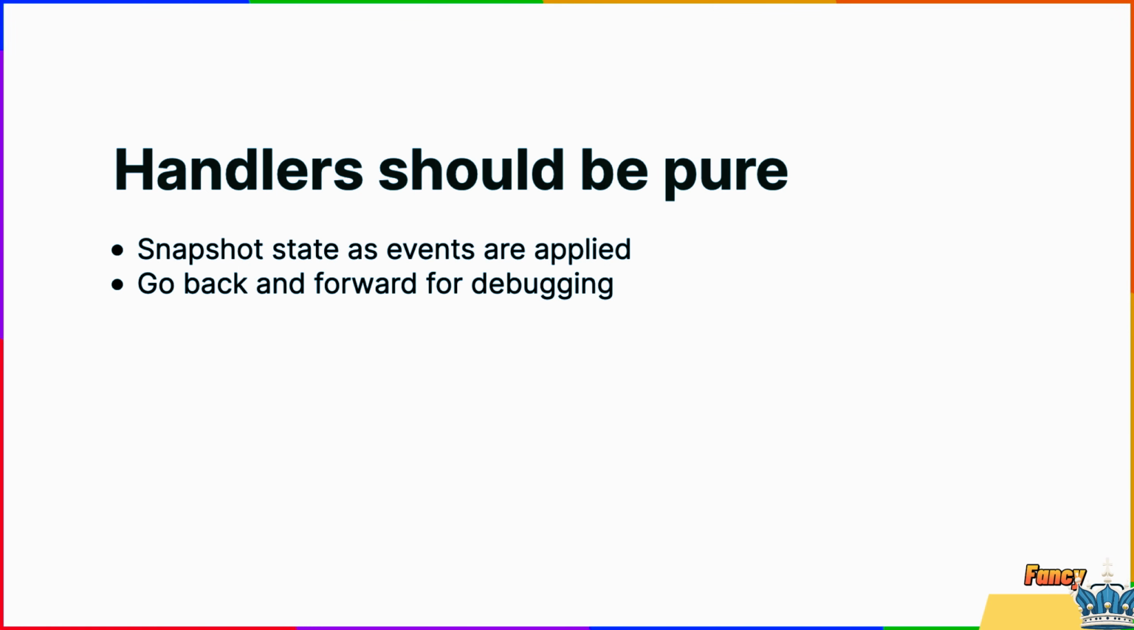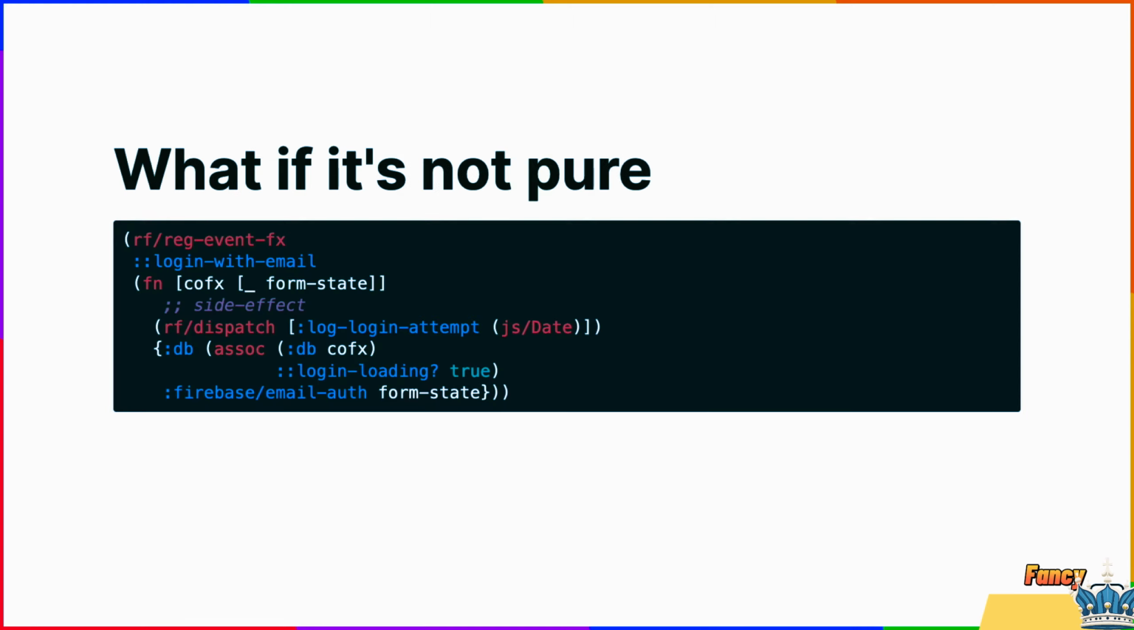It is important for these handlers to be pure because that lets us snapshot the state of the app and go back and forward in time. It also makes testing way easier. Suppose this handler was impure. For example, we dispatched another event to maintain the number of times a user tried to log in. The code above will work but will cause issues in the reframe mental model.